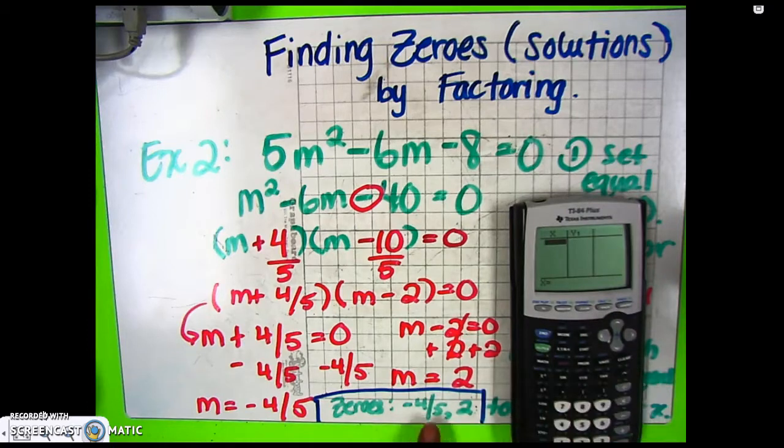I need to plug in negative 4 over 5. If I get 0 for y, that means my answer is correct. I get 0, so that's right. Then I need to plug in 2, and I should get 0 again.